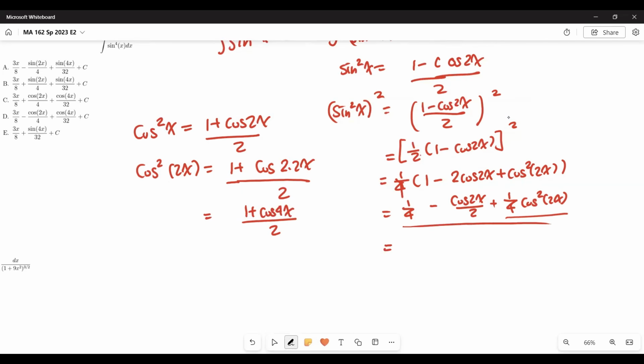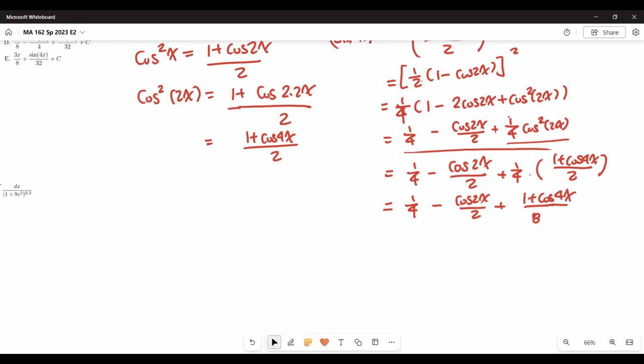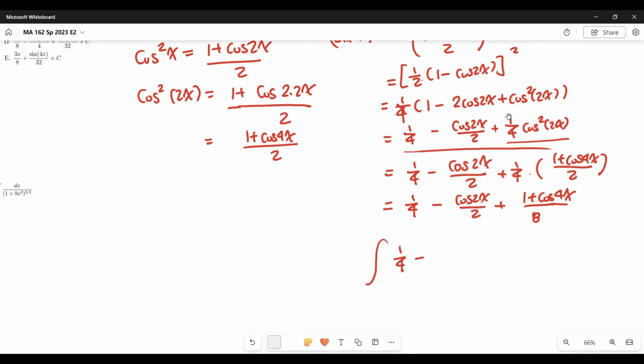So this can be written as 1 over 4 minus cosine 2x over 2 plus 1 over 4 times 1 plus cosine 4x over 2. So this is 1 over 4 minus cosine 2x over 2 plus 1 plus cosine of 4x over 8. And now you can integrate this thing, which is great. The integral of 1 over 4 minus cosine 2x over 2 plus 1 plus cosine of 4x over 8 dx.